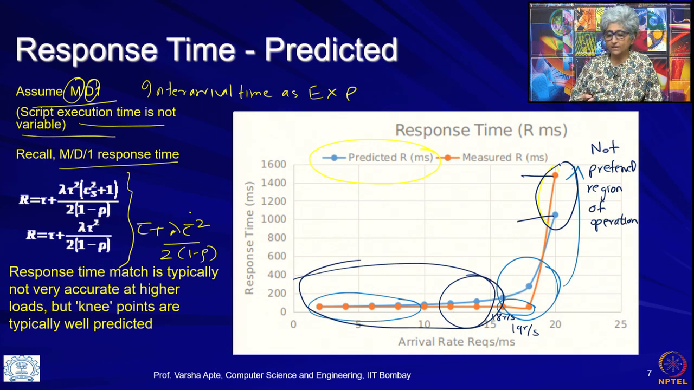So the claim I am making here is that once you are operating in a region that you do not really want to be in anyway, then all bets are off and response times will differ from measurement to measurement. There will be huge differences. It is just a very unstable region of operation, and at that point the matches are not typically good. Okay.